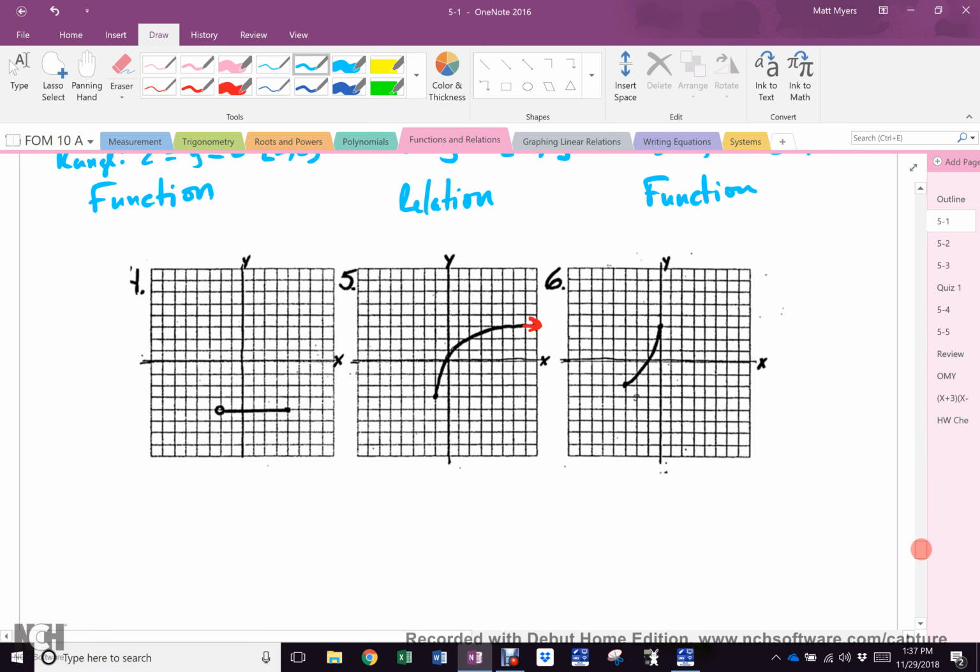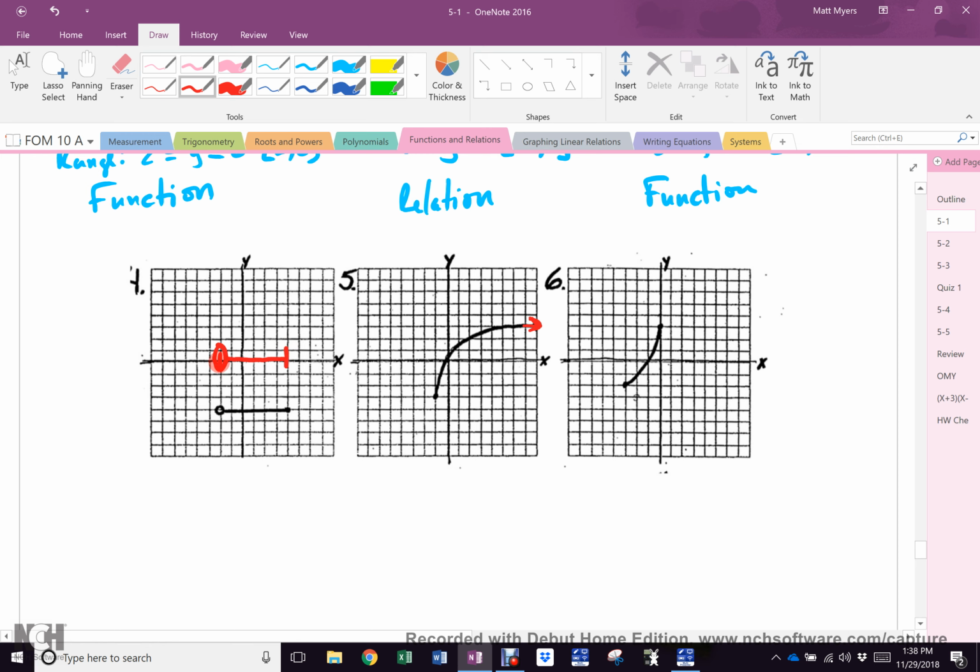Okay. Sorry. This guy has an open dot on the domain, or range, or both. So right there is where it starts, but it's open. And then it goes up to where? There, and stops. That one's closed.